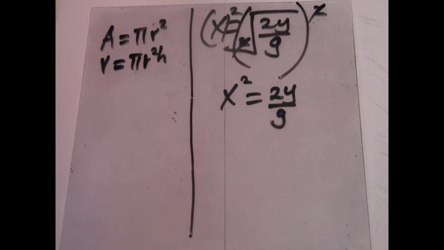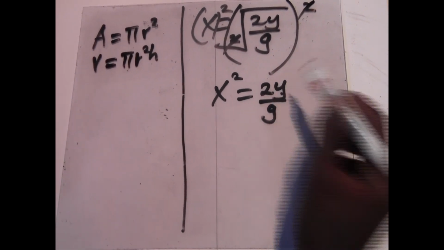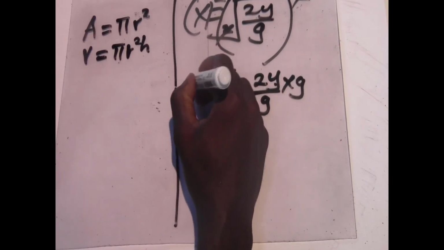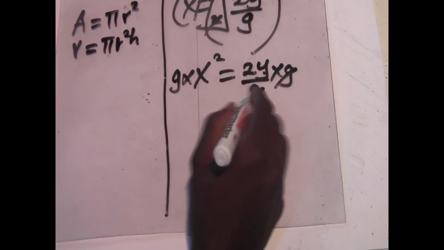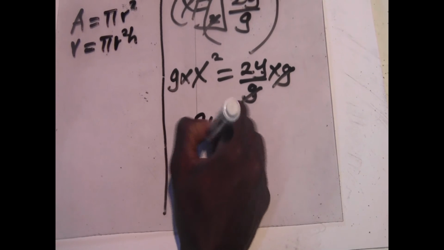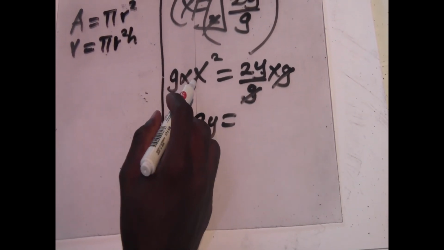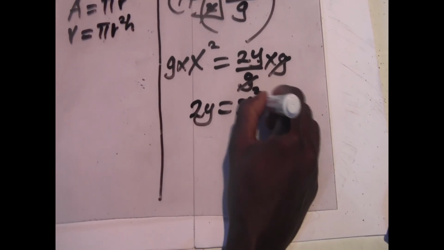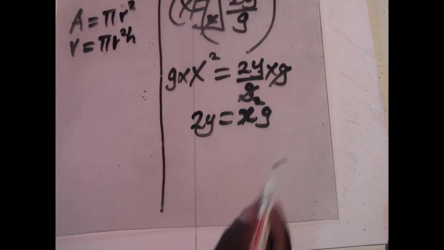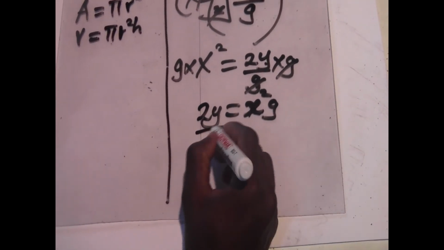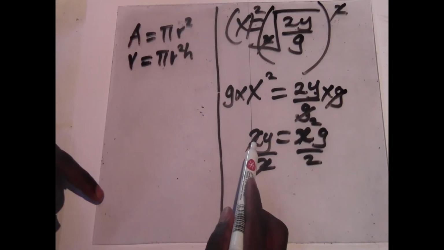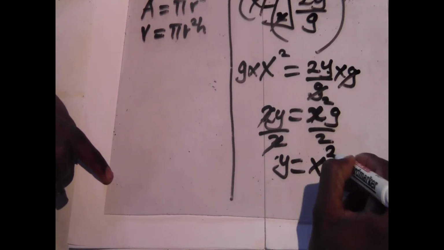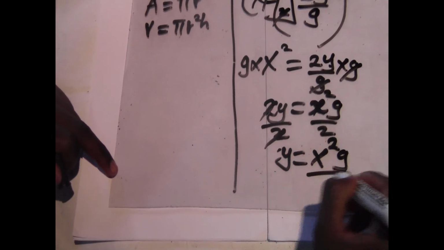And then from there, we've been told to find y. We want to remain with y only. So you times both sides by g. So g will cancel this g. It will be 2y is equal to g times x squared, so x squared g. So we have 2y. For it to remain with y, divide both sides by 2. This will cancel this. So our answer y will be x squared g over 2.